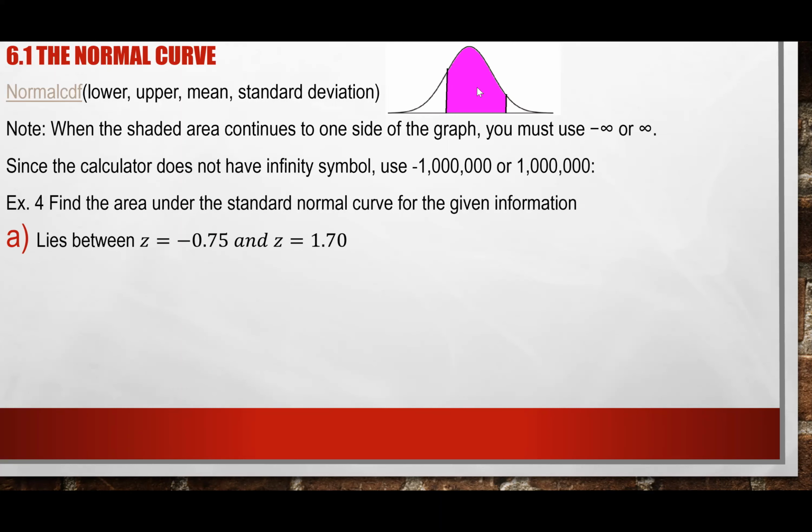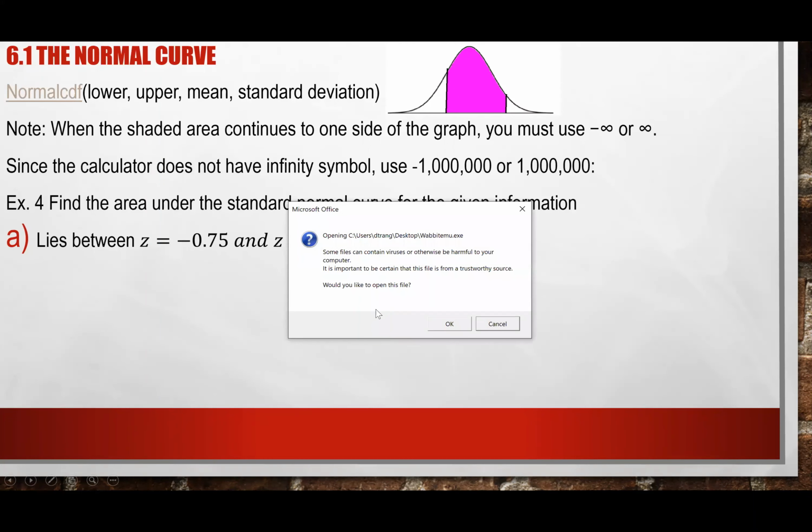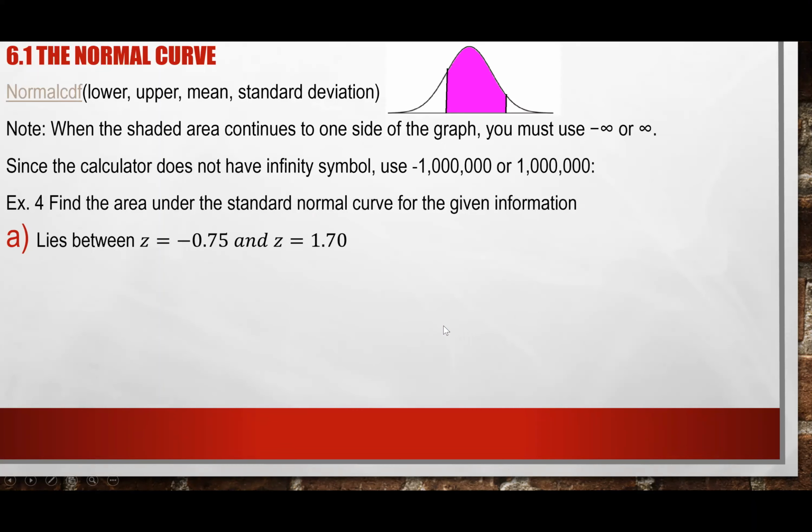Everybody see that this is what I do: if they ask me for in between, I will sketch this and say, okay, my left endpoint will be negative 0.75, my right endpoint will be 1.7. They tell me to find the area in between, so now I know that this is my lower limit and this is my upper limit, which are the two numbers they give me. The smaller number is my lower limit and the larger number will be my upper limit.